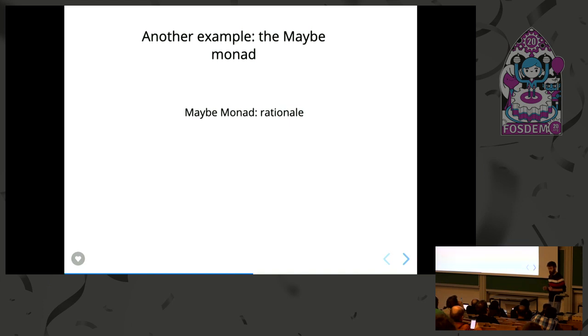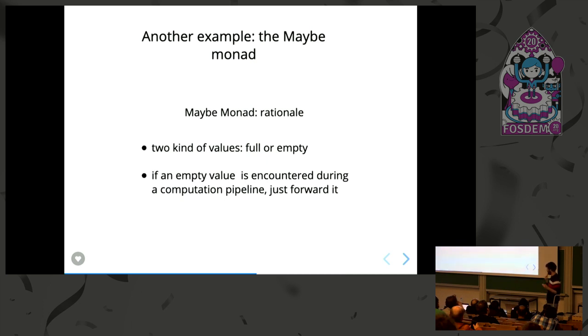The maybe monad is one of the most simple and common monads that you can encounter. So what is the idea behind it? The idea is that you can have two kinds of values, either full or empty. Empty corresponds to the none value. If an empty value is encountered during a computation pipeline, just forward it. Don't even try to apply bind more functions. And this allows us not to check for none at every step. So I'm going to show you the code, and hopefully this will be more clear.